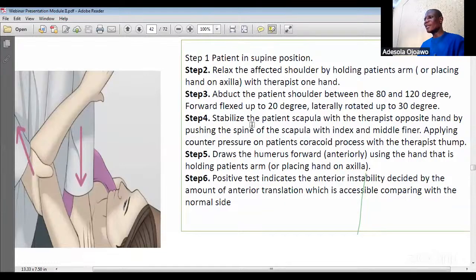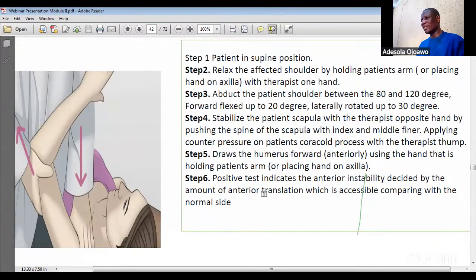Then step 4, stabilize the patient's scapula with the therapist's opposite hand. That's what you are seeing here, right? This one is maneuvering the hand, and this one is trying to stabilize the scapula. Then draw the humerus forward. You just try to pull the hand forward. But please, you have to pull it gently. So you are not going to remove the shoulder. Of course, you can't remove it anyway, unless there's a dislocation. So you may have to pull it gently.